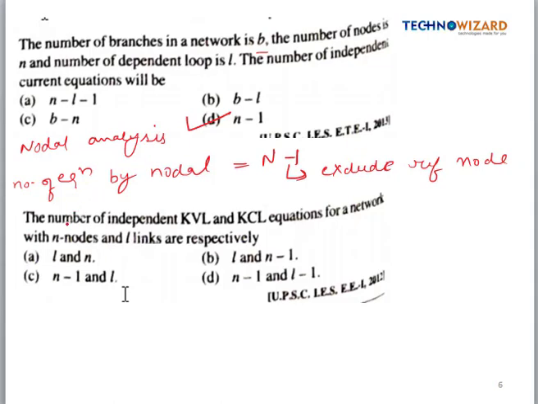Next question we have is, the number of independent KVL and KCL equations for a network with n nodes and L links are respectively. If there are L links present in a network and n nodes, the KVL equations number L, and the KCL equations, as stated in the previous question, number n minus 1. So option B is correct. I will explain later what links are in the upcoming questions.